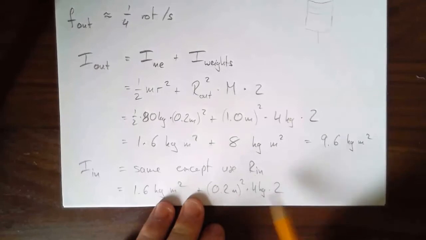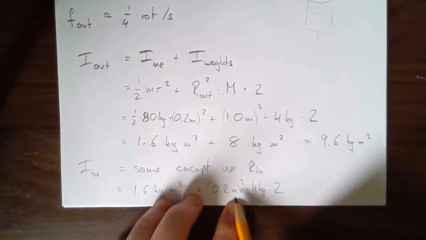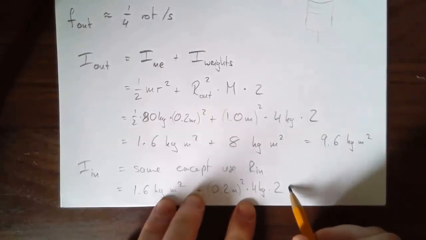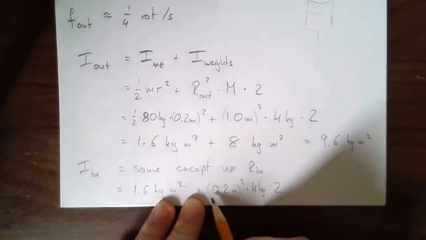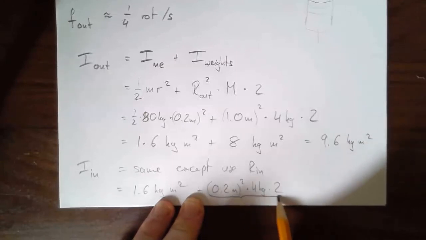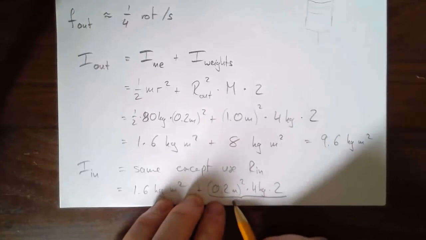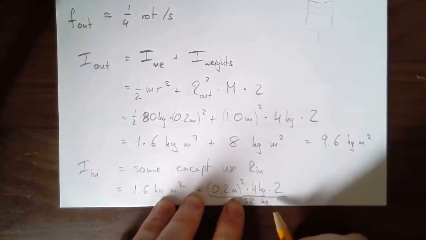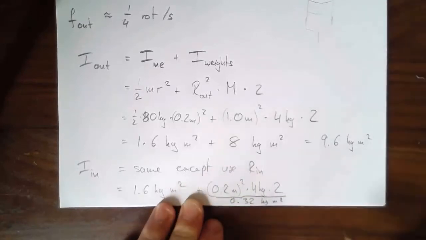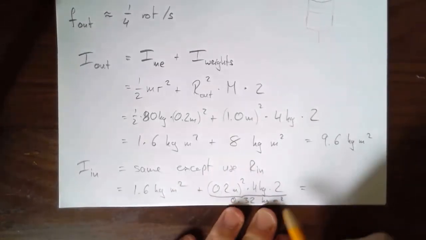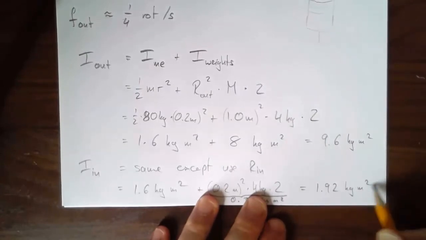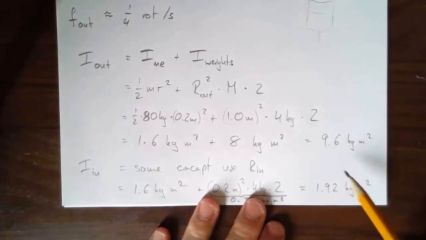So that's going to come to, this is 1/5 of this, 1/25 of it, unless I am mistaken. I squeeze this down here, I'm just going to do it, is 0.32 kilogram meter squared. So what does that add up to be? That is 1.92 kilogram meter squared. A huge difference.